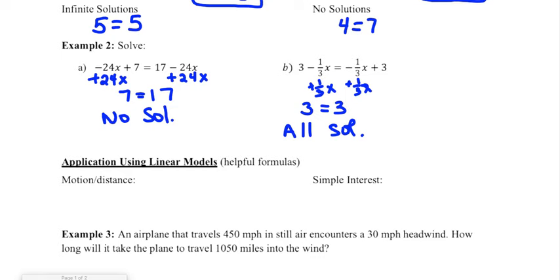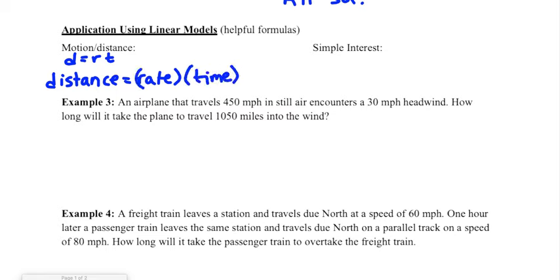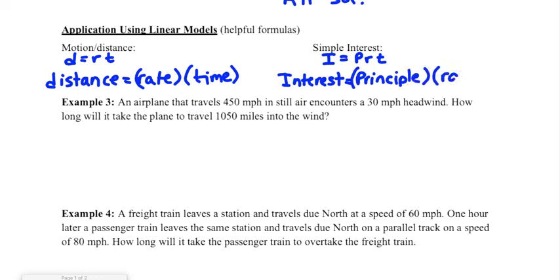All right, I'm going to give you these formulas, and then that's all we're going to do for our online notes today. So motion and distance: distance equals rate times time. Simple interest: I equals P times R times T. Interest equals the principal times your rate times time.